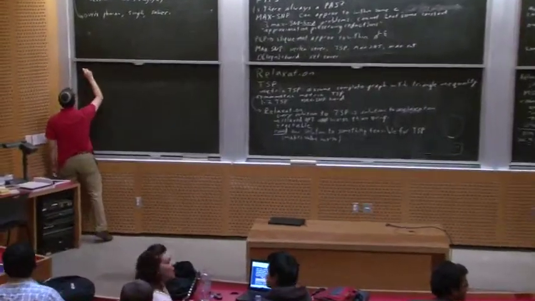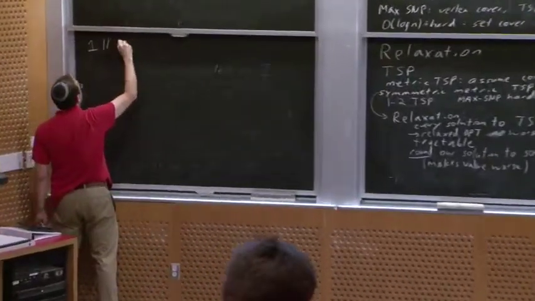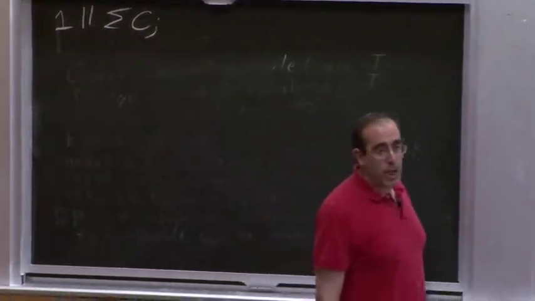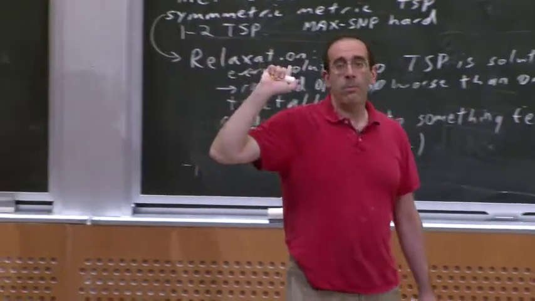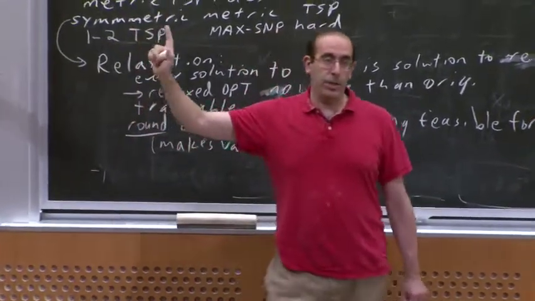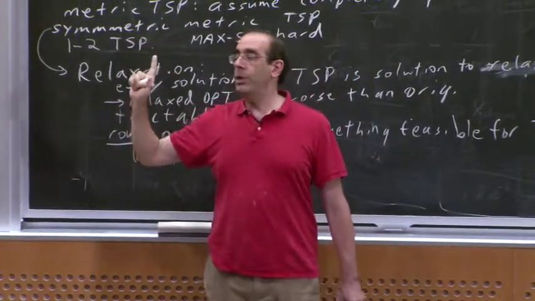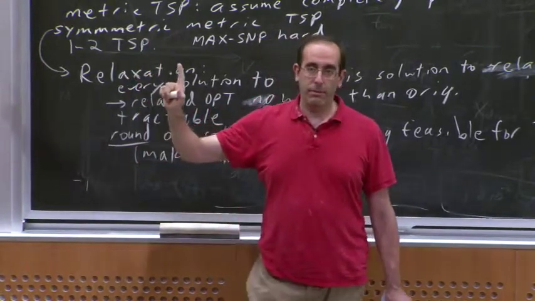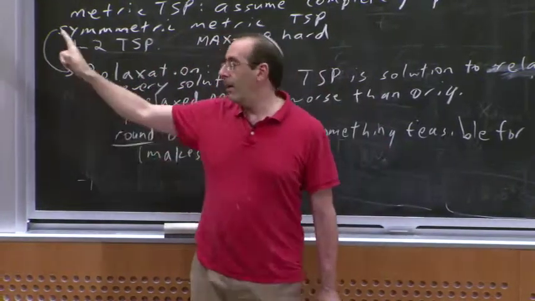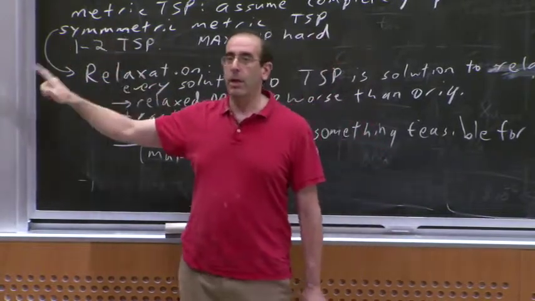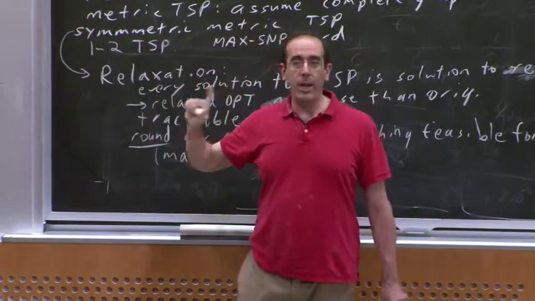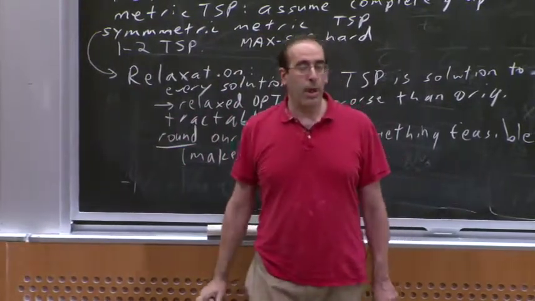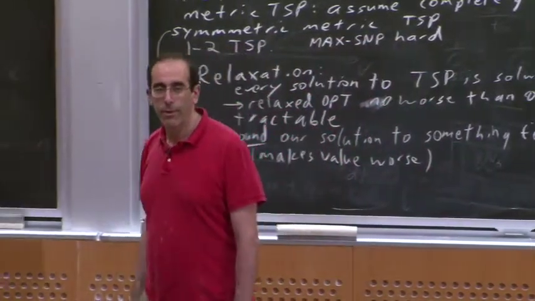So the next problem I want to look at is the sum of Cj. We have a bunch of jobs, and we have one machine on which to complete the jobs. Now, when you have one machine, Cmax is not a very interesting objective function, if you don't have any other constraints on the problem. But the sum of Cj, in other words, the average completion time, is still an interesting thing to try to solve.